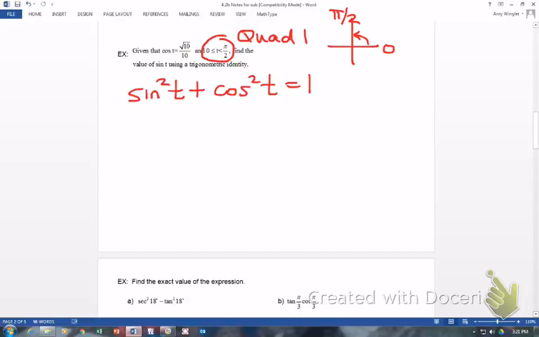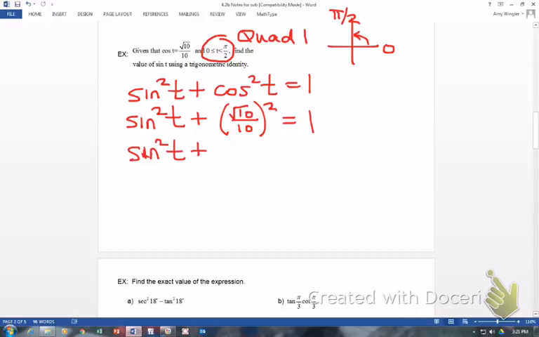I know that the cosine of t is radical 10 over 10. I need to solve for the sine of t. So I'm going to substitute in radical 10 over 10 for the cosine of t. But since this is a Pythagorean identity, radical 10 over 10 has to get squared because cosine is squared in the identity. So from here, I can just use algebra to solve. The square root of 10 squared is 10. 10 squared is 100. If I reduce that, I get 1/10.